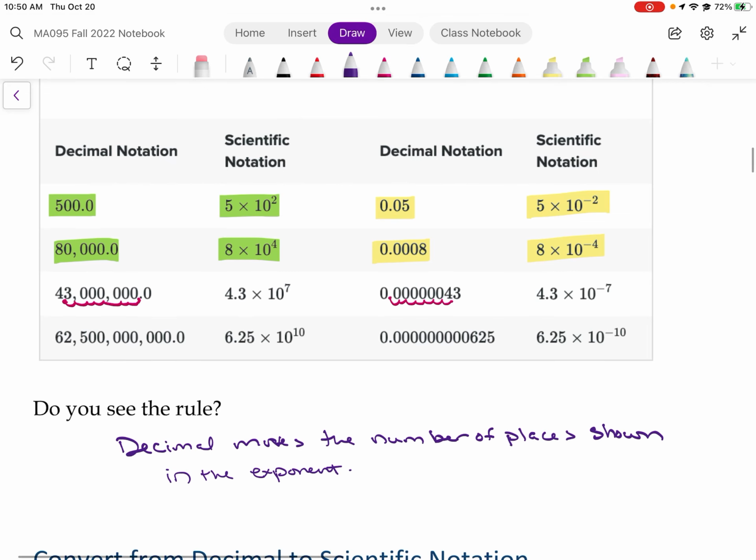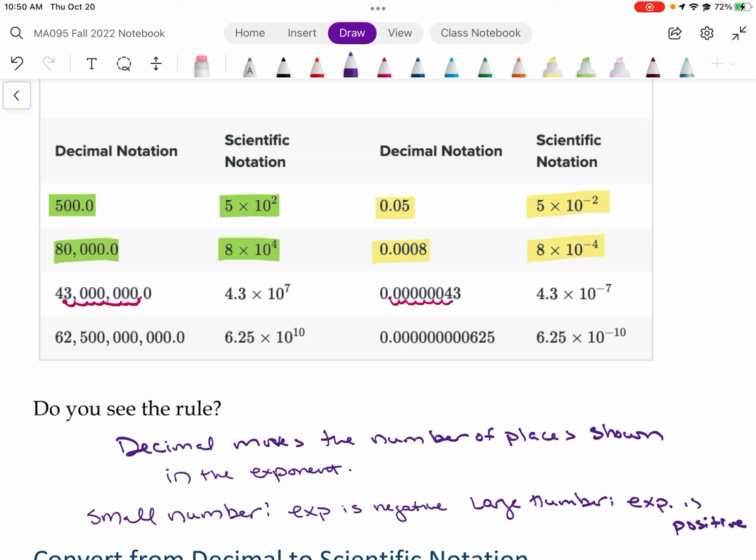Okay, so a small number, a very tiny number, the exponent is negative. And a very large number, the exponent, and I'm just abbreviating because I'm running out of room, is positive. Okay?